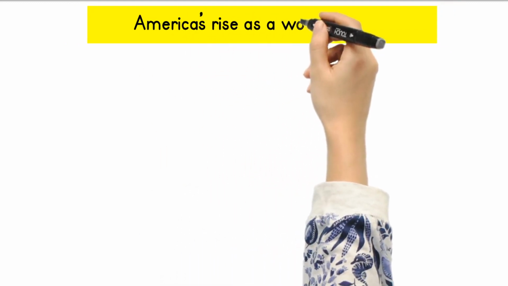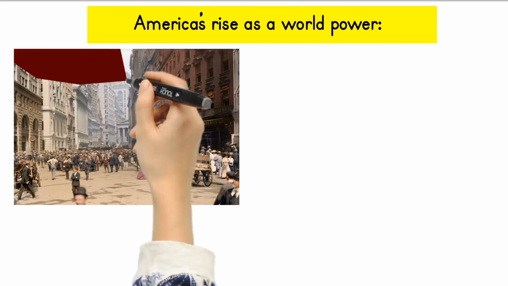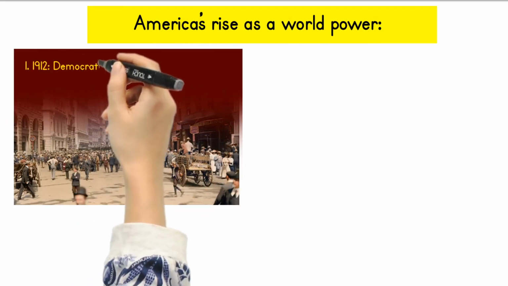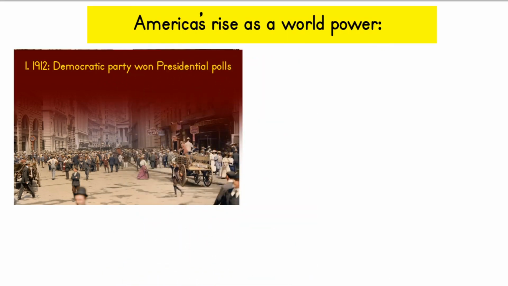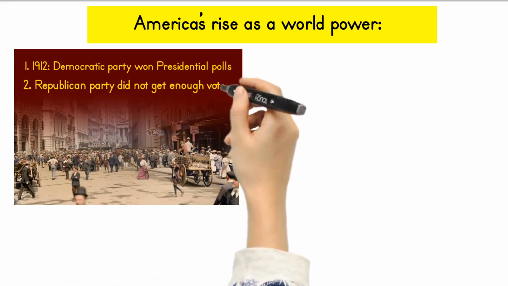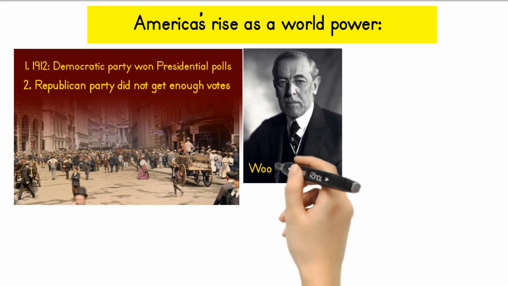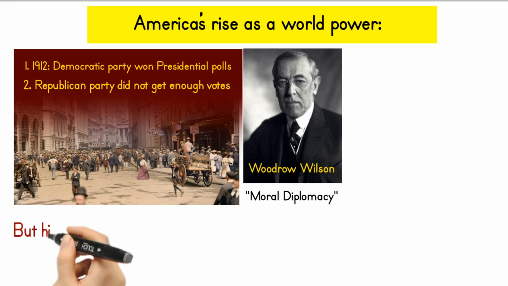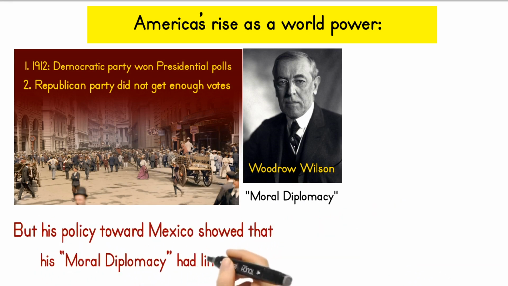America's rise as a world power. The early 1900s were a time of great change for the United States in multiple ways. Firstly, in 1912, the Democratic Party won the presidential election because there was a split in the Republican Party, causing them each to not get enough votes in the popular vote or the Electoral College, leading to the presidency of Woodrow Wilson. Wilson demonstrated moral diplomacy, but his policy towards Mexico showed that this moral diplomacy had limits.